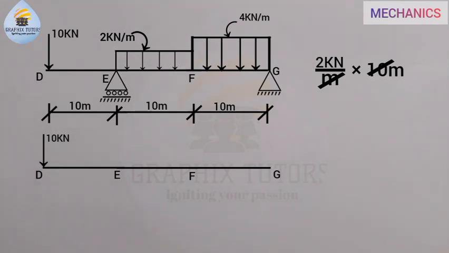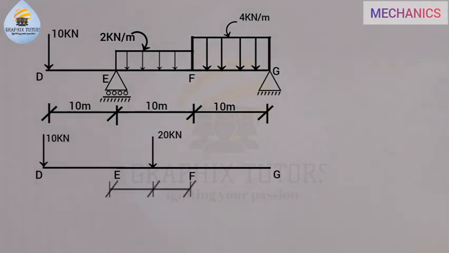Now, because we have converted this to a point load, it will now be situated at the center of the distance it covered. And what is the distance between E and F? That is 10. So it will be in the center of it, which is 5 meter, right? So it means that from E to this point is 5 meter, and from this point to F is 5 meter, right?